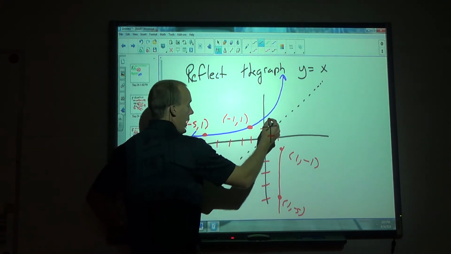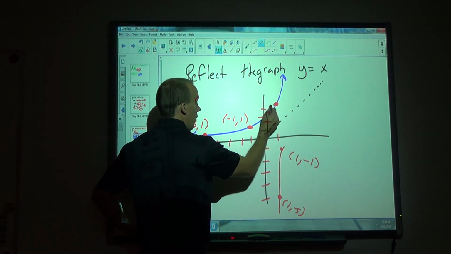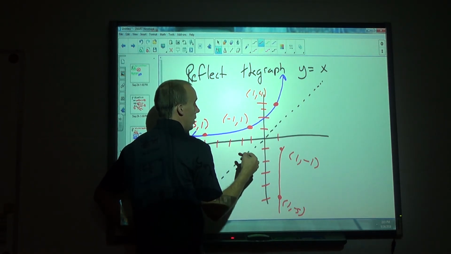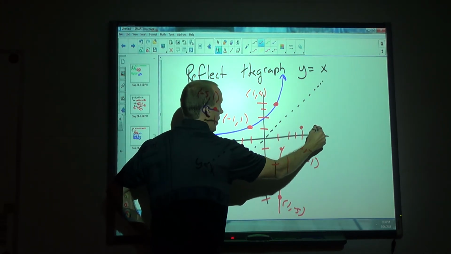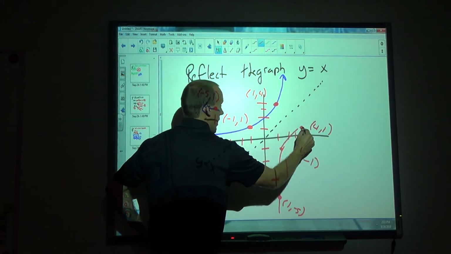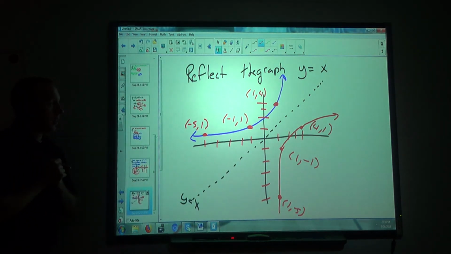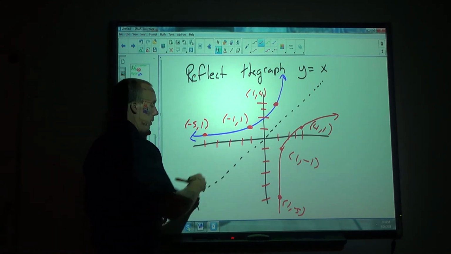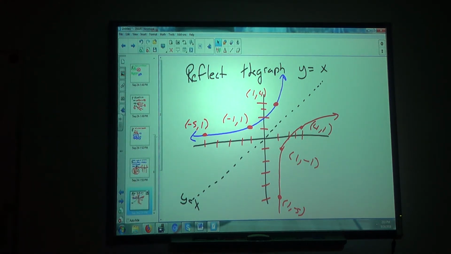Okay, and then maybe pick another one, like let's pick this one, over 1 and up maybe 4. So if this coordinate is 1 comma 4, what's the new coordinate going to be? 4, 1. So over 4, up 1. And is that matching up now? And then you see how it would just finish going that way? And I've now reflected over the line y equals x. So if you don't know how to reflect it nicely, that's the best way to do it: just pick random coordinates, draw them in there, and then you can reflect them.